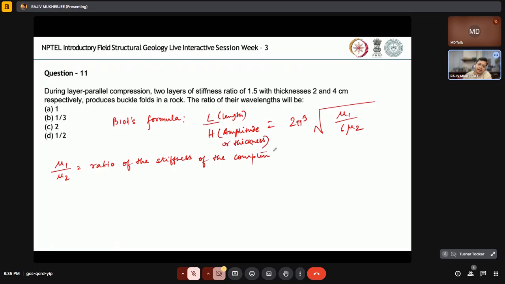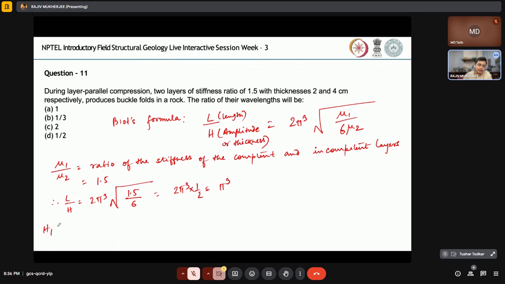Competent and incompetent layer. So the value is generally given, in this case the value is 1.5. So the L by H ratio easily boils down to 1.5 over 6, because 6 is in the denominator, and therefore we generally reduce 2 pi cube times half, that means just pi cube.